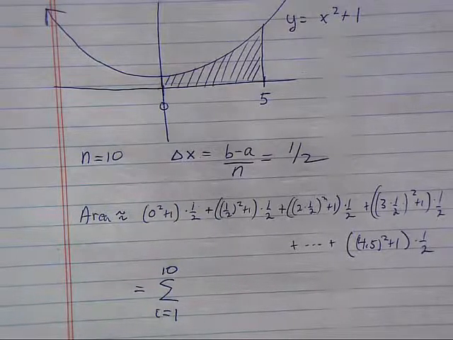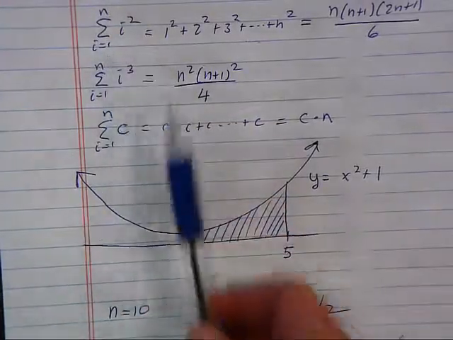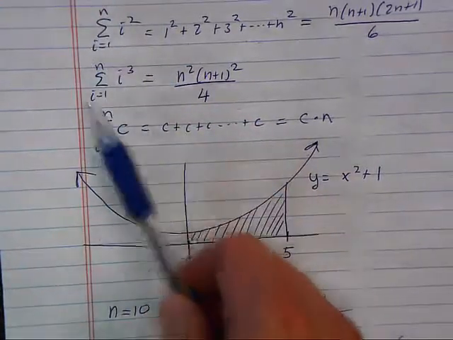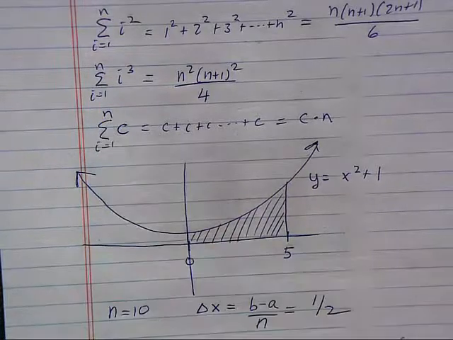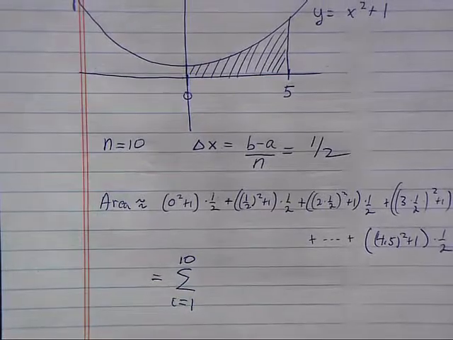It would be easier if we started at 0, I would agree. Unfortunately, these rules tell us we have to start at 1. If we're going to use these summation rules, we have to start at 1. Unfortunately. There's a way to get around that. We'll see that probably tomorrow.